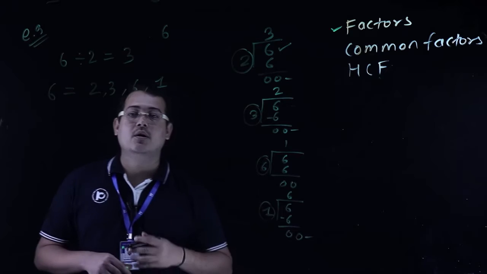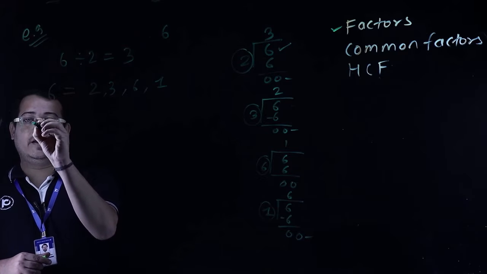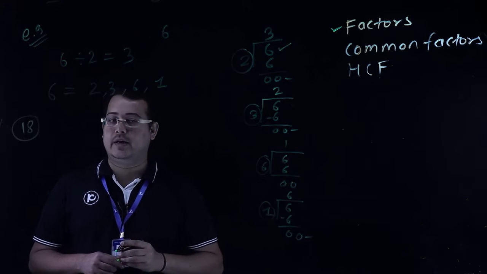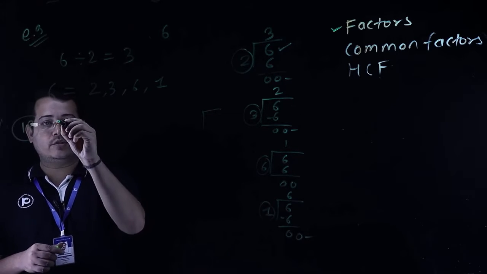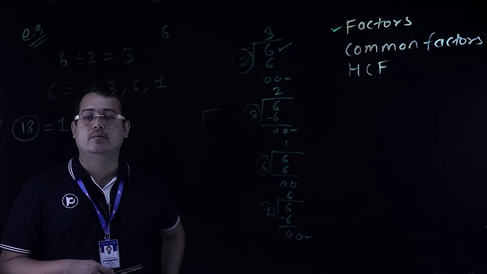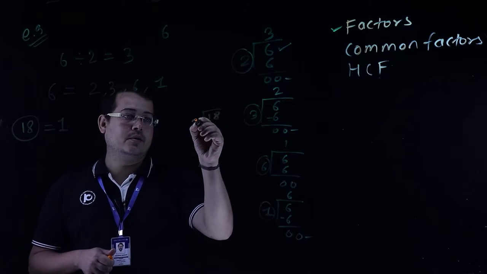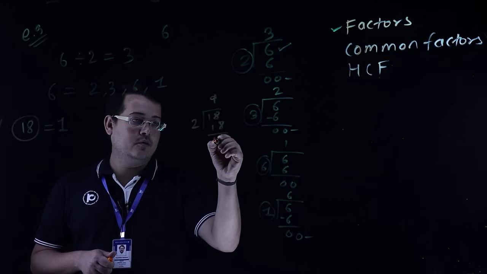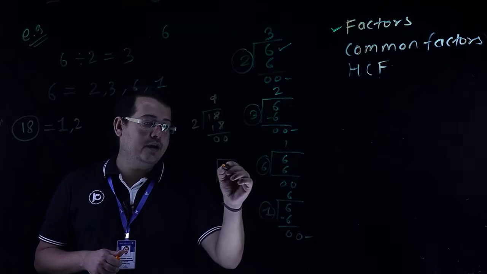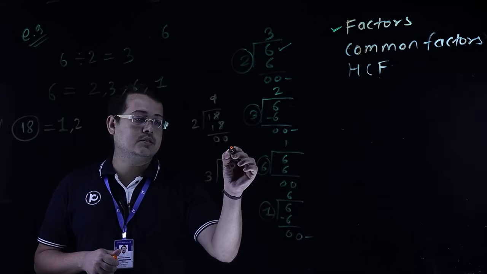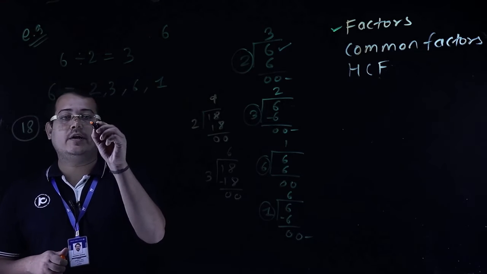We will try with a different number. Let's take the number 18. Let's see which are the factors of 18. We will start dividing 18. As I said, the first factor will always be 1 because 1 is a factor of each and every number. Let's go for the next. We will try with 2. 2 9s are 18. We are getting 0 remainder. So we can take 2 as a factor. Dividing 18 by 3, 3 6s are 18. So here 3 is also a factor of 18.